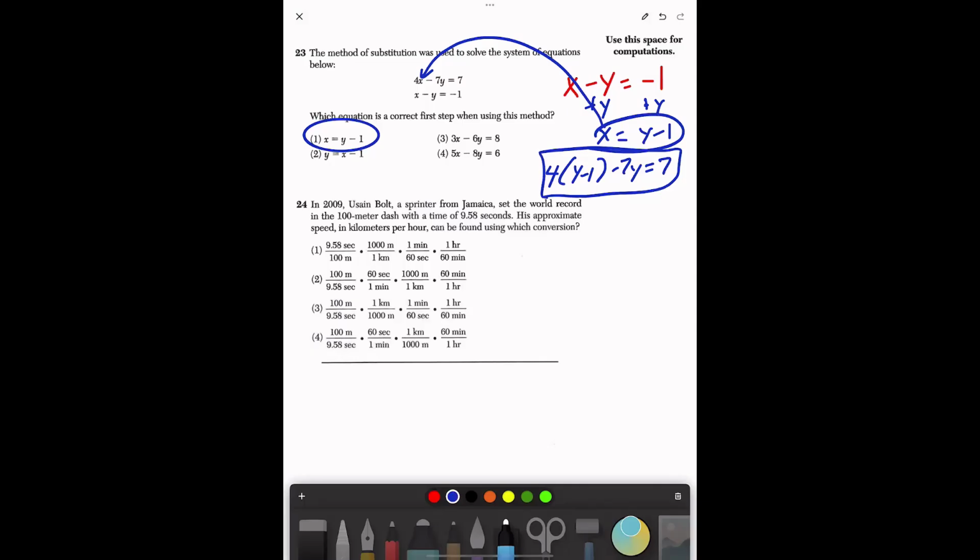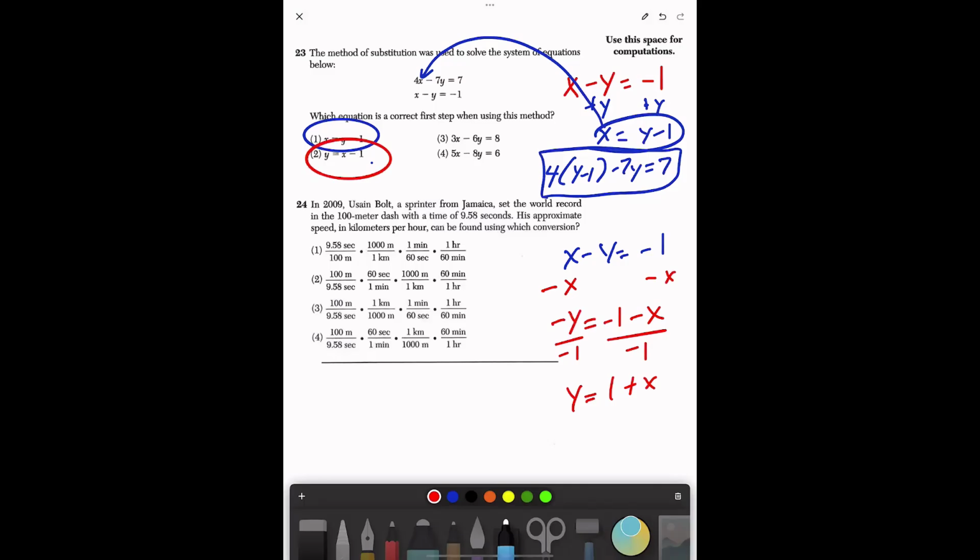The answer to this one is, and by the way, the second one doesn't work, because if we were trying to get y by itself, let me show you why the second one is not right. I would subtract x from this side, subtract x from this side. So I have a negative y equals a negative 1 minus x, and then I have to divide everything by negative 1. So this would be y equals 1 plus x. That's not what this says. This says x minus 1. So that's why this answer is not right, because they didn't get y by itself. They changed it into a different equation. But anyway, that's it. The answer is number 1.